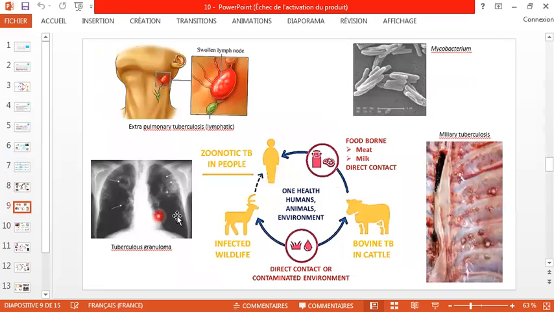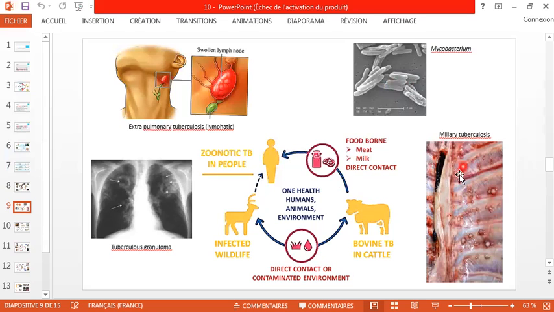Here is tuberculosis. So tuberculosis, how is it transmitted to humans? It is through meat and raw milk, which is not pasteurized. Okay, so it is via or through ingestion. And so here you have the image of mycobacterium, the bacteria, which is going to be contained in some lesions, some granuloma. Okay, in animals.